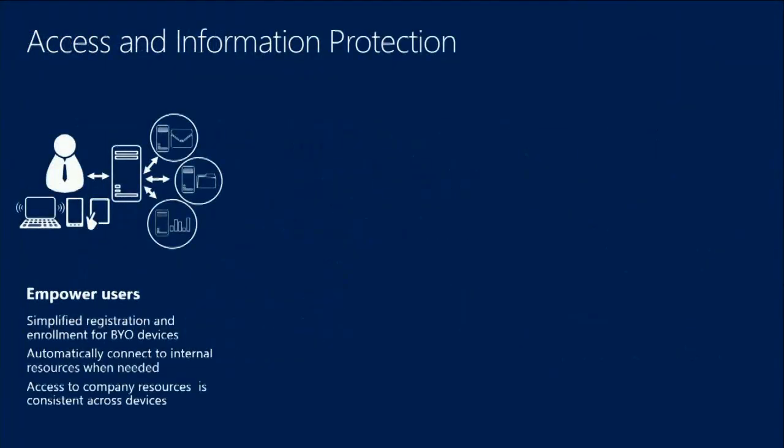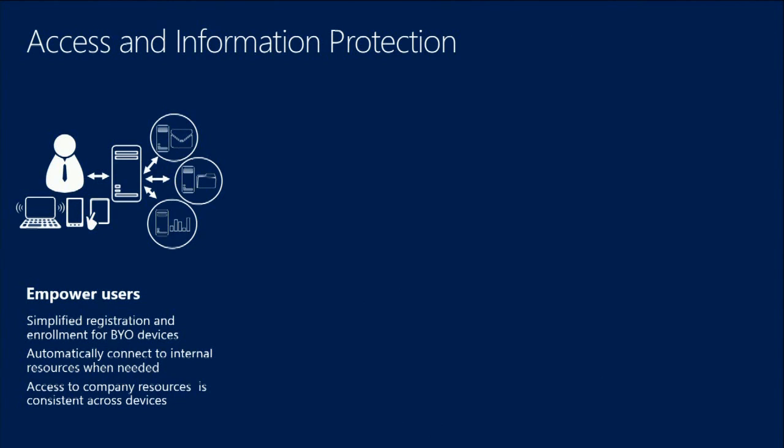In the access and information protection area, we've got the three scenarios that I just talked about, empowering the users. Firstly, you saw in the keynote that we've got a new scenario that we've enabled with Windows Server 2012 R2 that enables the registration and enrollment of personal devices, these bring your own devices. Adam Hall showed this in the keynote. I'm going to be talking about the architecture that we use to support that.